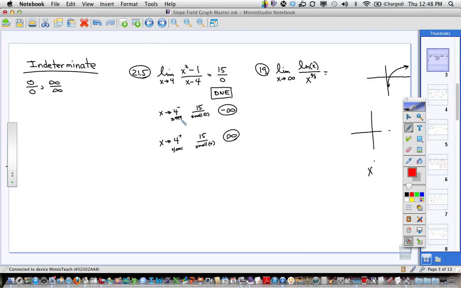x to the 1/3 is the inverse of a cube function. It's the cube root function, right? It's the inverse of a cube function, which is this right here. Okay, it looks like that. Now, x to the 2/3 then would be that squared, right? That would be x to the 2/3. So what's that mean if you square it? What's going to happen?